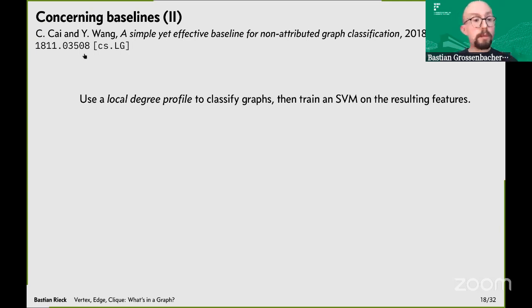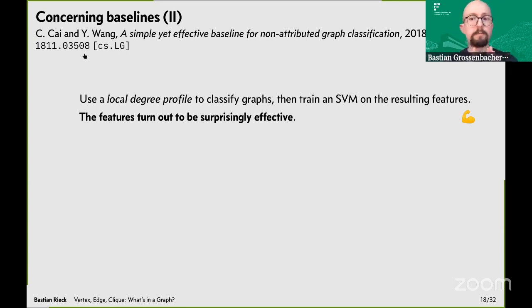So my colleague Chen and Yusu developed a methodology built on random node features, or rather I should say neighborhood-based node features. They call it a simple yet effective baseline for non-attributed graph classification, with the idea being that you use this local degree profile to classify graphs, and then you train an SVM on the resulting features. Now, these features turn out to be surprisingly effective.